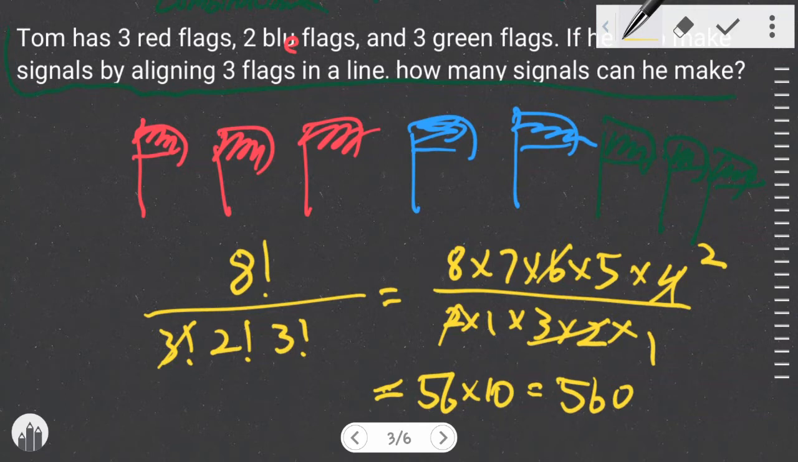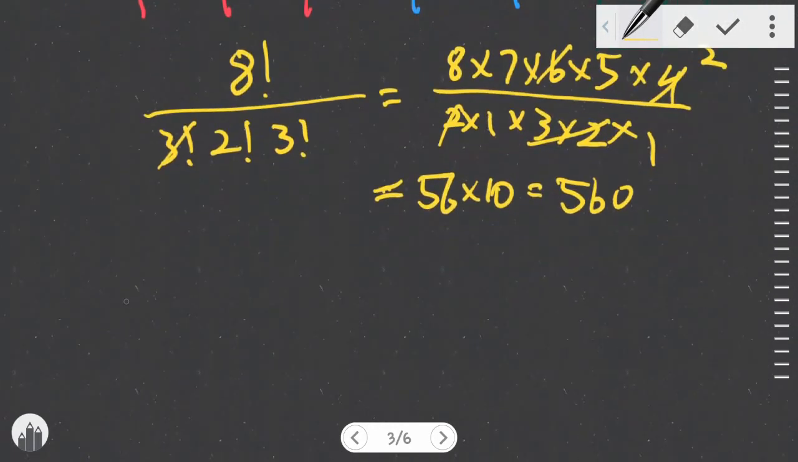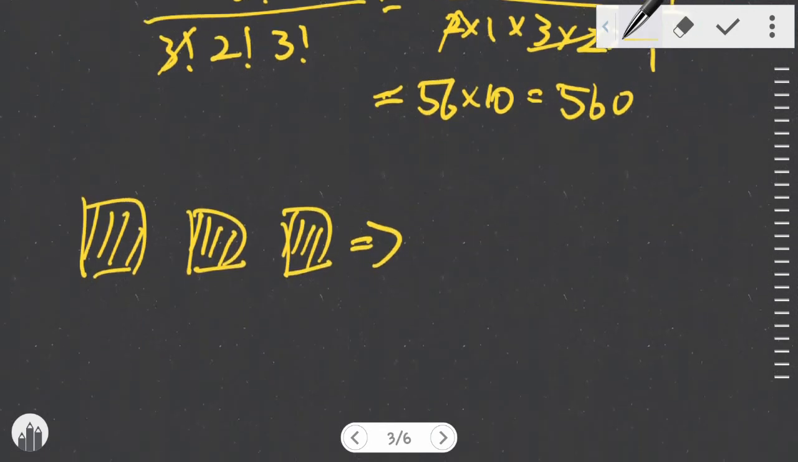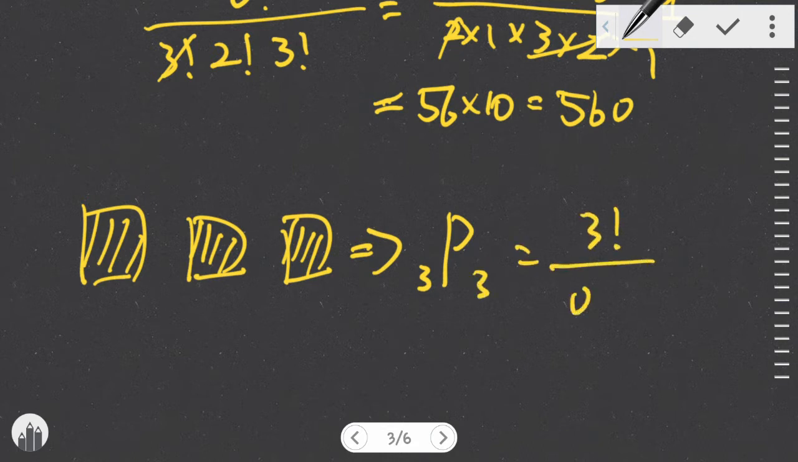So we need to find out how many signals he can make. Let's say we have 3 random flags. If we are to put these flags in a straight line, how should we do it? Simple. We're using the value of permutation, 3 out of 3. We're choosing 3, which equals 3 permutation 3, which is 3 factorial over 0 factorial, which is 3 times 2 times 1 equals 6.